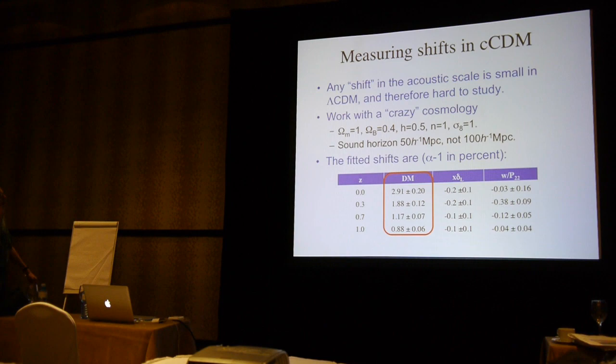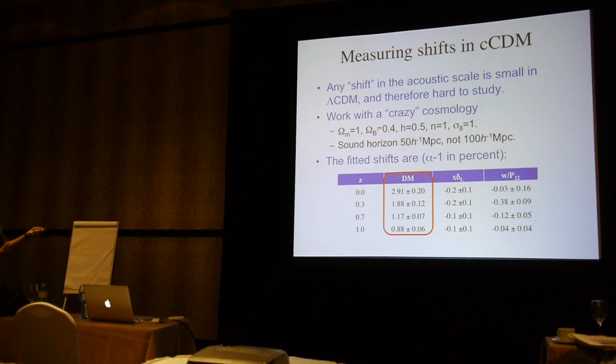So what we decided to do, since we're looking for such a small shift, and you're worried about just finding numerical errors in your simulations, was to work with a crazy cosmology, and I put crazy in quotes because this used to be the cosmology. To first approximation, but nowadays it's completely insane. So it's got omega matter of 1, right? Omega baryon of 40, this is actually pretty big, but you know, 40%, so I can really crank out the effect of baryons. H of a half, that again used to be something people believed in. N is 1, because N had to be 1, and sigma 8 of 1, because it's a number of unity, right?